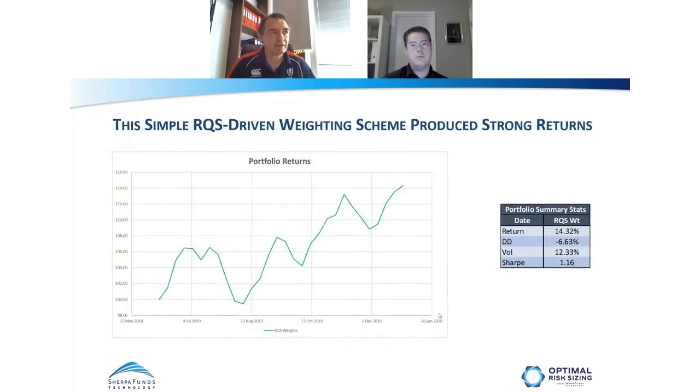Now, let's have a look at what the actual result is. And again, as Stephen said, this is live data. If we do the simple risk quality score scheme, we get this set of returns from this portfolio. So there was alpha in the portfolio, it did okay, et cetera.